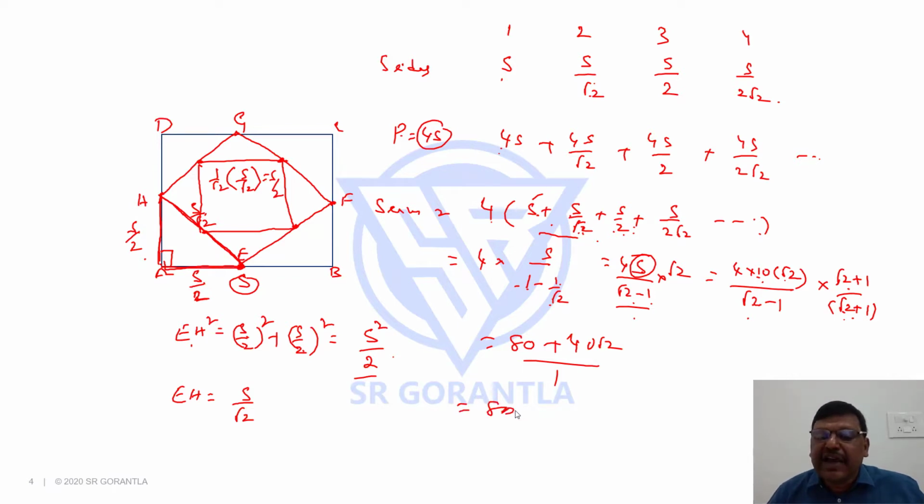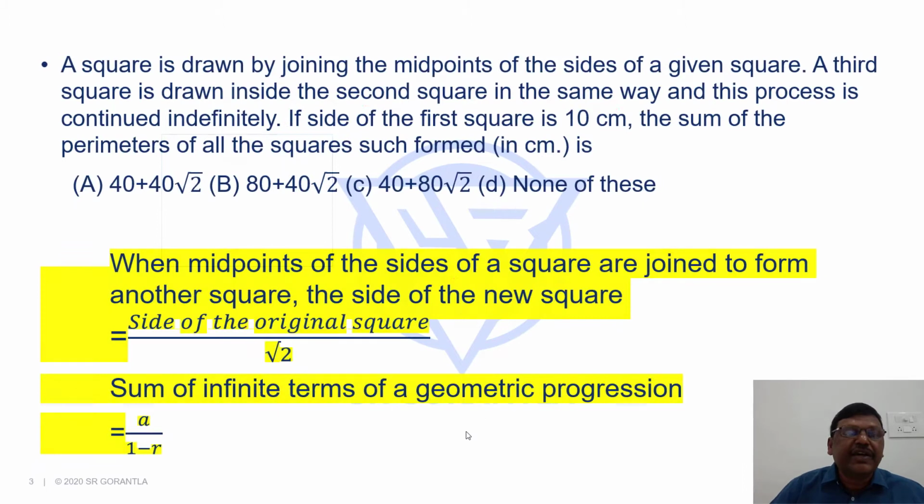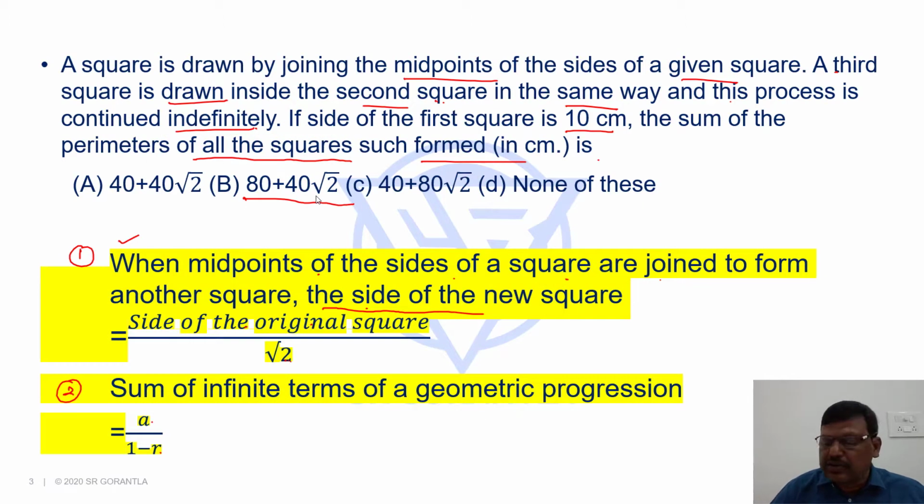So our answer is 80 plus 40 root 2 centimeters. That is our answer, choice B. You can check choice B, 80 plus 40 root 2.